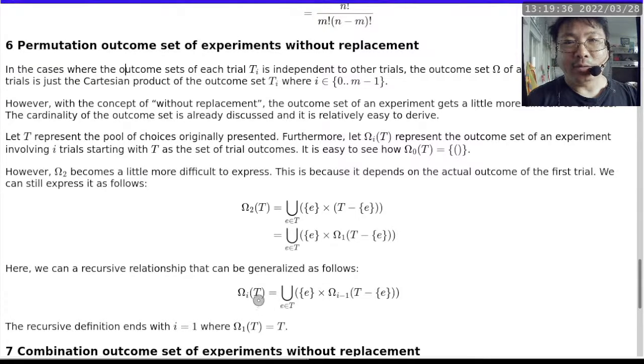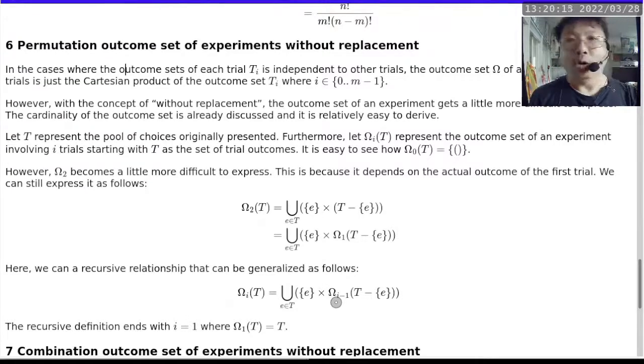If I give you T as the initial set of outcomes for a single trial, and I say I want to have I trials, what would be the set of all the possible outcomes? So this big U here says, let's assume that we choose E within this T as the outcome of the first trial of the entire experiment. Once you have chosen E, it can no longer be available to the nested experiment. So this is the key of recursion.